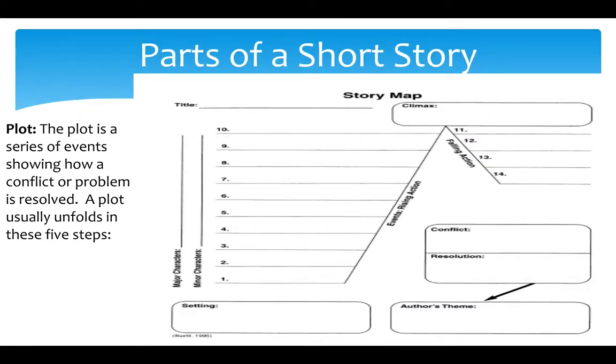So this is our story map. You guys have seen this, we've worked with it, and now we are writing our story using this or something like it. But the plot is really just the action of the story. So it's that series of events that happens, and this specific map is just a way for us to keep track of the actions in our story to make sure that we are following the pattern that usually unfolds in short stories, which are in these 5 steps.